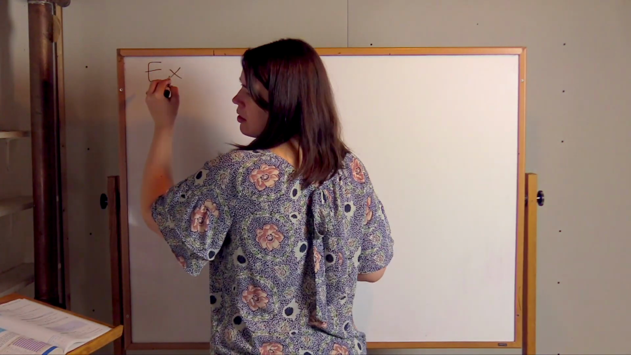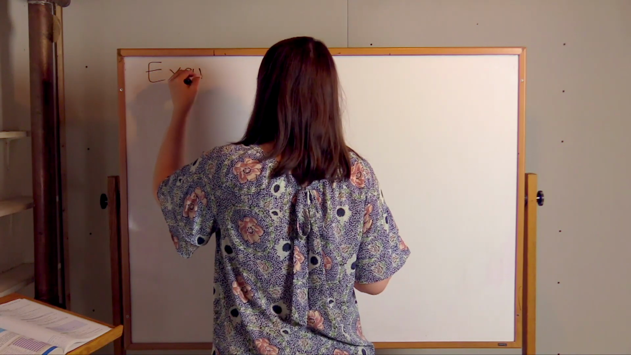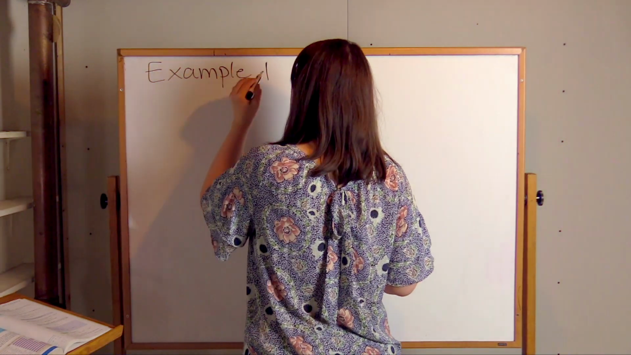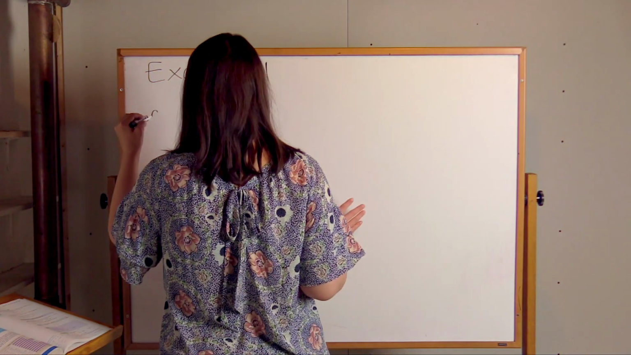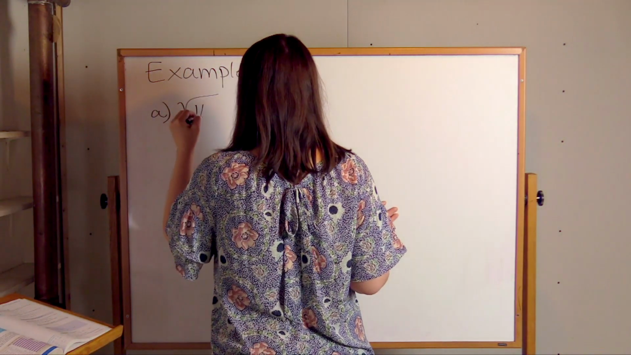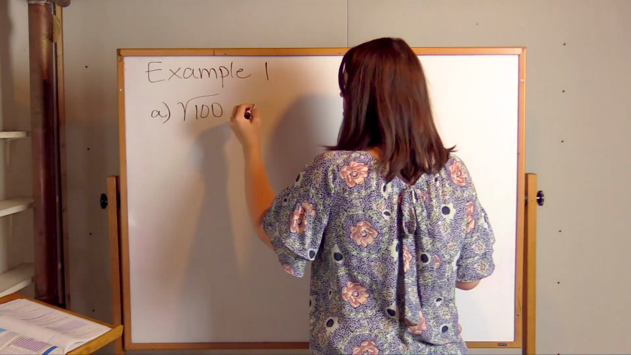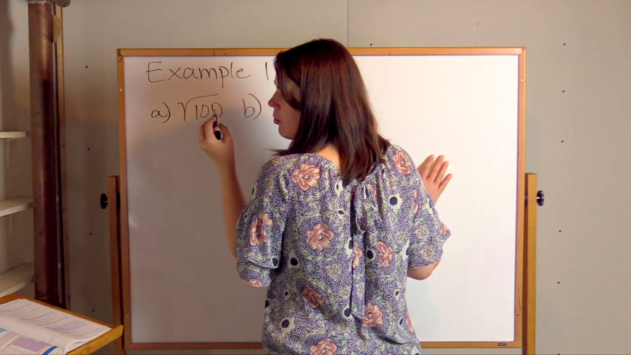All under example 1, of course. And we're going to go through and solve. So we have the square root of 100, and I'm just going to write all these out and then we'll go through together.